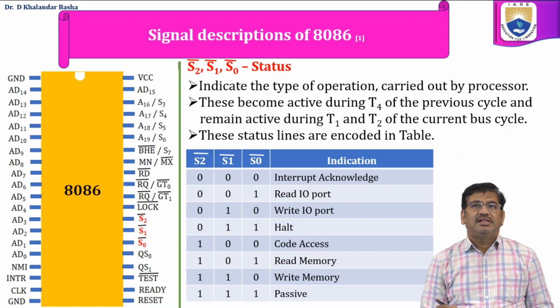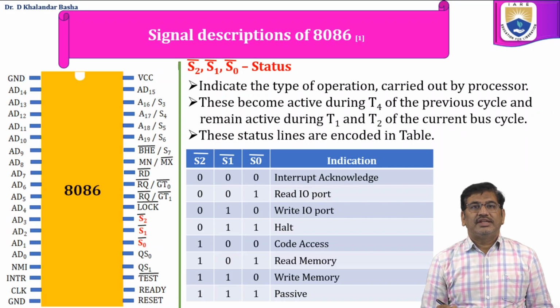Next we have the signals S2, S1, S0, which are 3 status signals. All these 3 status signals are active low signals. These are used in maximum mode. These status signals indicate the type of operation carried out by the processor. These become active during T4 of the previous cycle and remain active during T1 and T2 of the present or current bus cycle. These status lines are encoded as shown in the table.